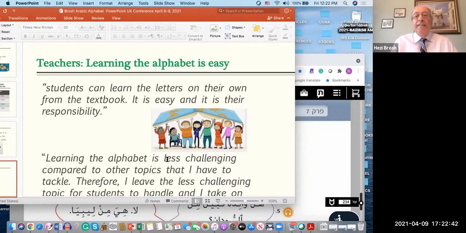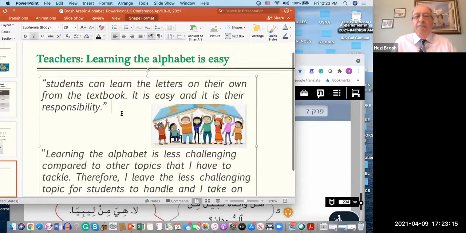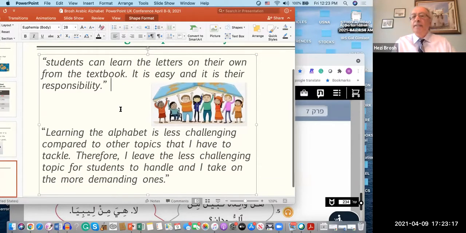Another way of looking at it is that learning the alphabet is easy. The students already learned some alphabet in their lives, the English alphabet, so another alphabet might be easy. Students can learn the letters on their own from the textbook. It is easy and it's their responsibility. I agree that learning is the responsibility of students because teachers cannot do it for them, like they cannot eat for them or think for them or sleep for them. They have to do it. And if they don't do it, it won't be done.